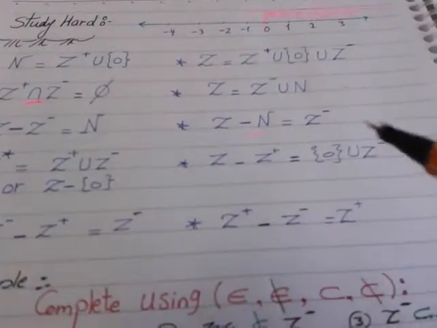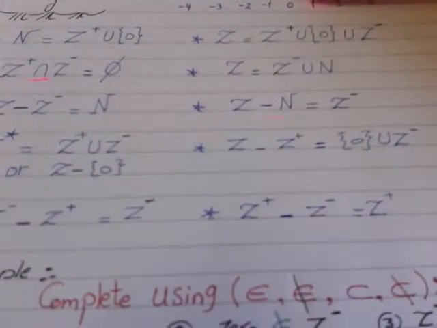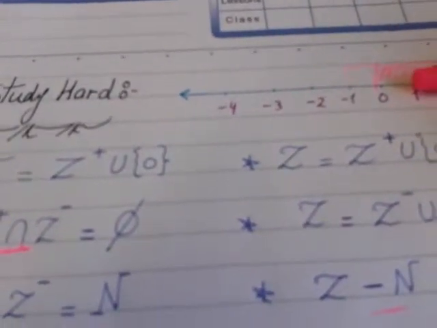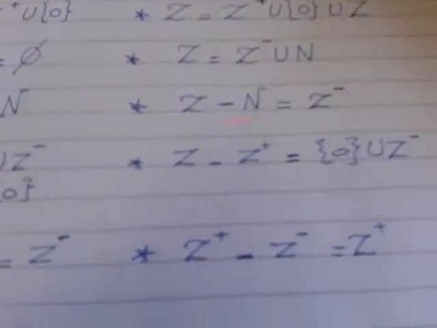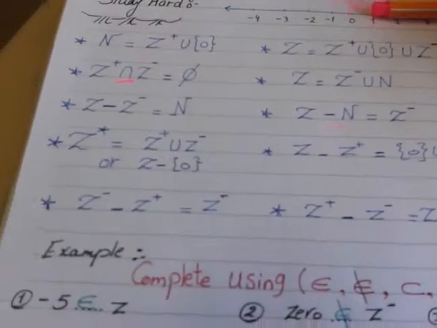Z difference Z positive equals, if we try to hide Z positive, which starts from 1, 2, 3, 4, the remainder will be 0 and the negative numbers. I can write it in the form 0 union Z negative. 0 union Z negative. Okay?